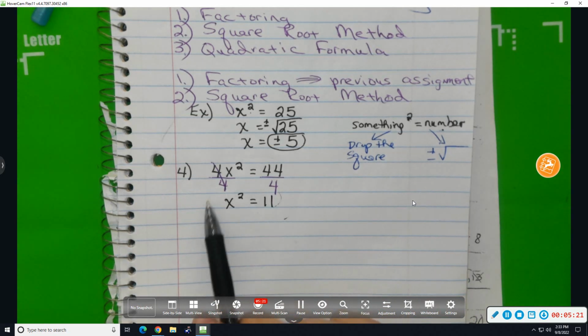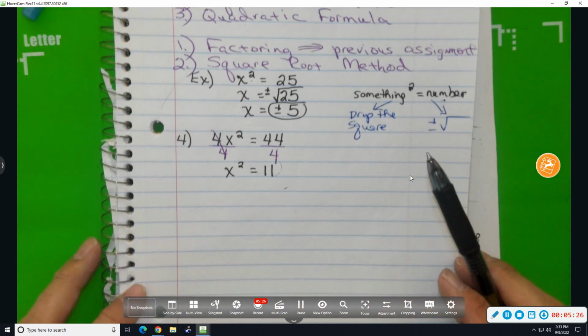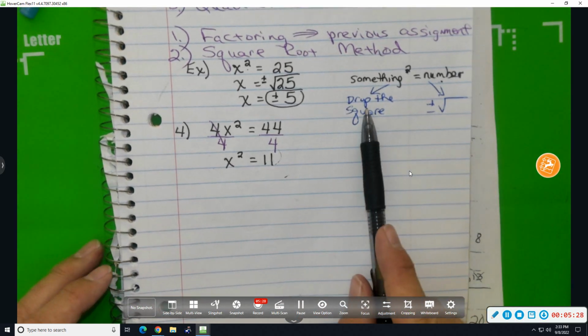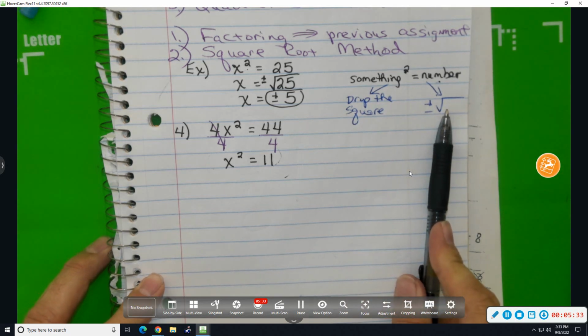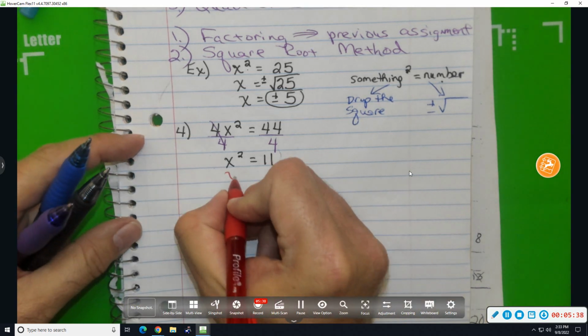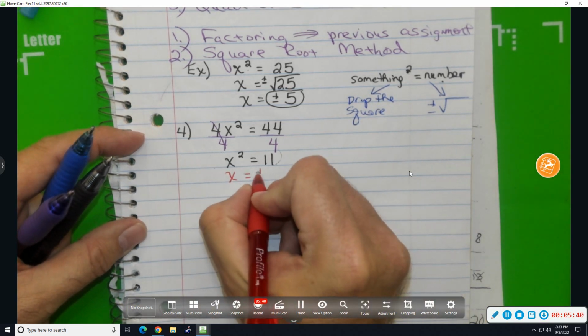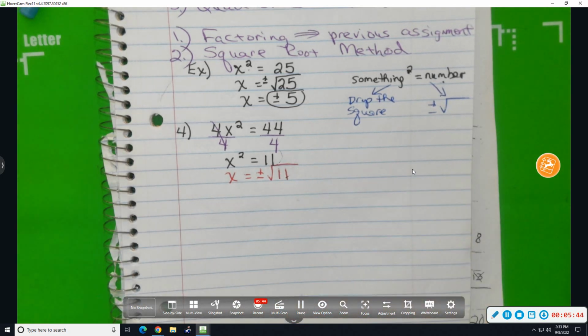Now it's in the same form as that previous example, x squared equals 25. So we can drop the square on the left, and take the positive and negative square root of the number on the right. Don't let the fact that you're not going to be able to simplify the square root of 11 scare you too much. That's actually real nice. 11 is a prime number, so there are no perfect square factors for 11. So what do you do with the square root of 11? Just leave it as it is.